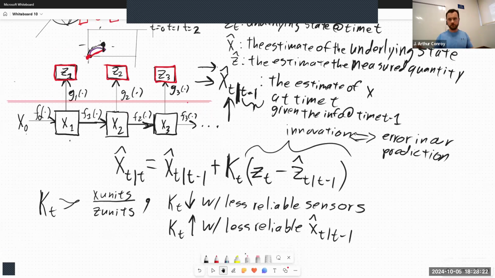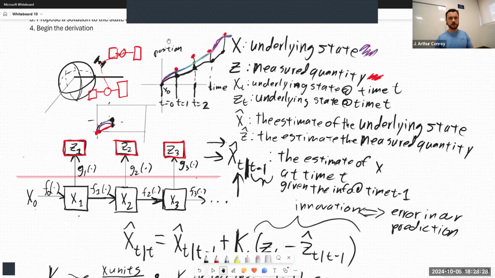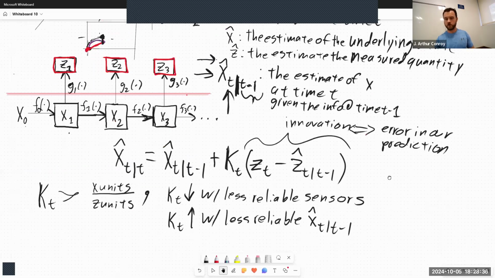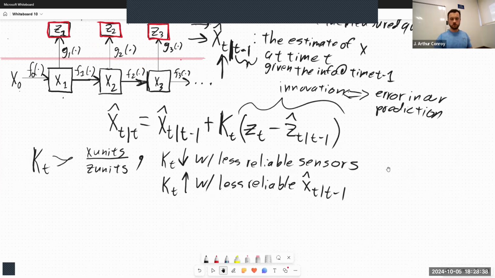Cool. So we have this notion that we have X units per Z units, and we have this notion of trading off between reliability. In our previous example, we are weighting between these black dots and red dots. So if the red dot is more reliable, we favor it more. And if the black dot's more reliable, we favor it. All right. So based on this intuition and some dimensional matching, let's play with the intuition of a Kalman filter.